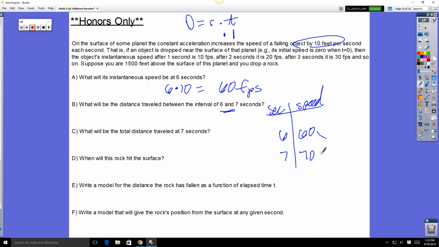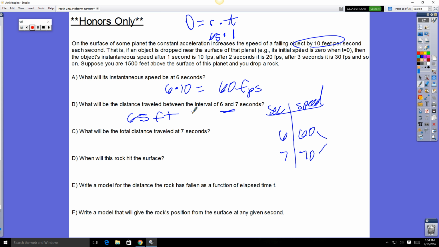If your speed is changing at a constant rate, we're going to use the average speed. Right in the middle of 60 and 70 is 65. So distance equals speed times time: 65 times 1. So between the 6th and 7th second, that object traveled 65 feet.